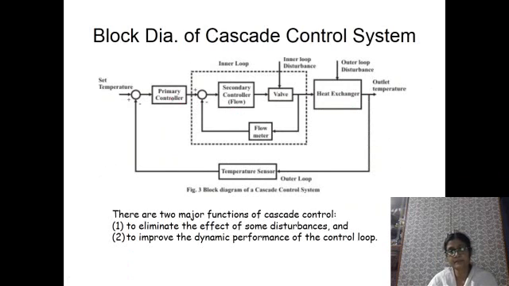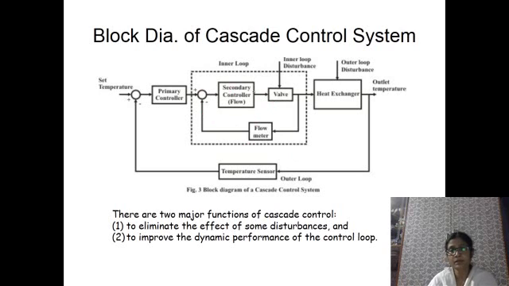So there is a primary controller, that is a temperature controller for this heat exchanger system, and within this there is an inner loop, that is a secondary controller, that is the flow controller, where flow measurement and this is the final control element. So there is an inner loop within the outer one. There are two major functions of the cascade control: to eliminate the effect of some disturbance and to improve the dynamic performance of the control loop.